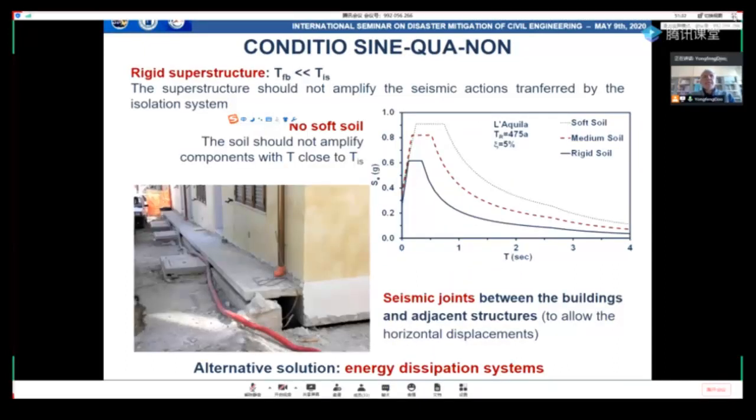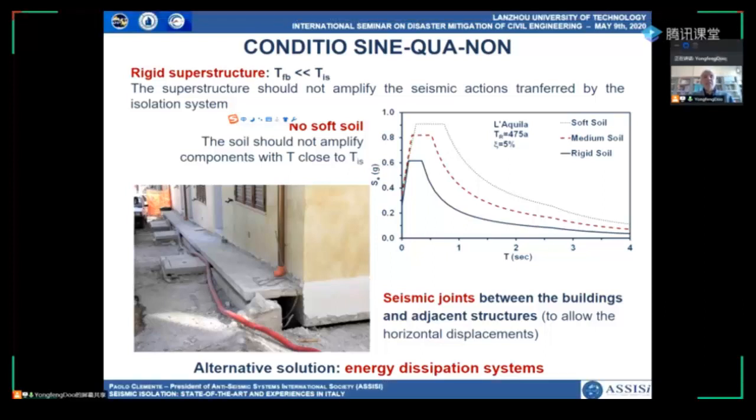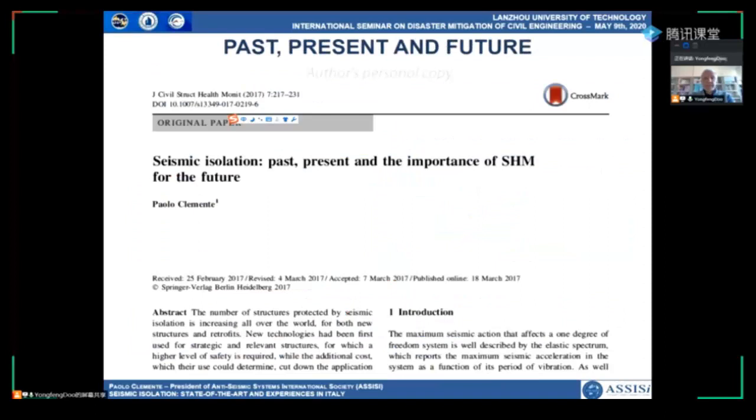Seismic isolation is not a medicine useful for all diseases, but there are some conditions to be respected. The superstructure must be rigid enough to guarantee the coupling of motion. For the same reason, seismic isolation is not recommended in the presence of soft soil, and it requires seismic joints between the building and the adjacent structure. An alternative solution can be energy dissipation systems.